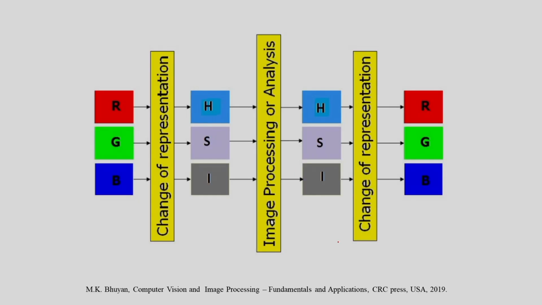Here I am showing the same thing. The RGB value I am converting into HSI. After this, I am doing the processing. Maybe I can only select the intensity component, or maybe I can process the I component, saturation component and the hue component separately. After processing, I am getting HSI, and after this we have to do the inverse transformation, that is HSI is converted back to RGB. That is the processing technique.